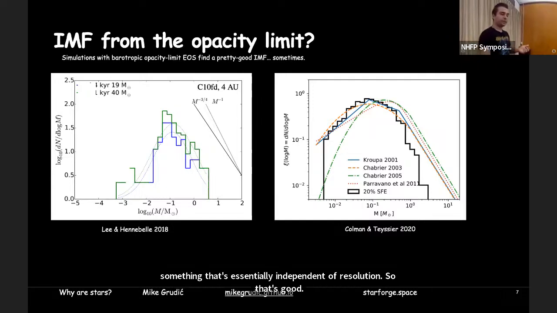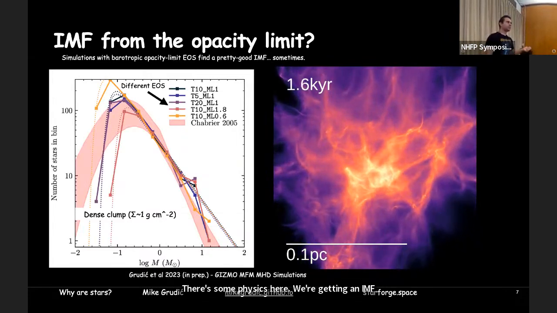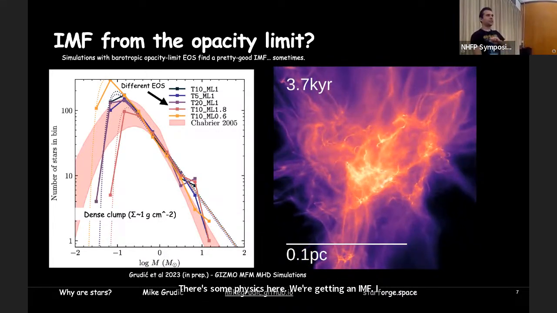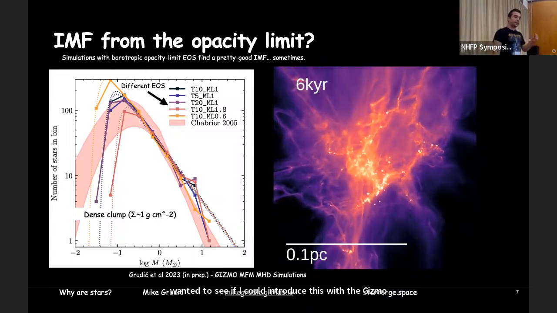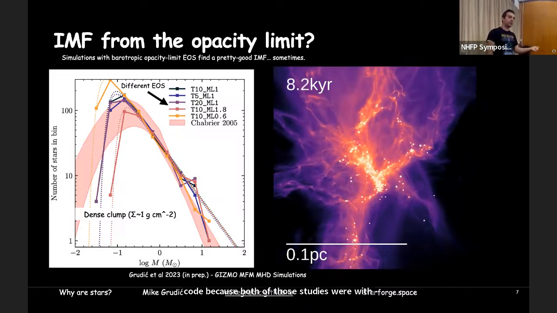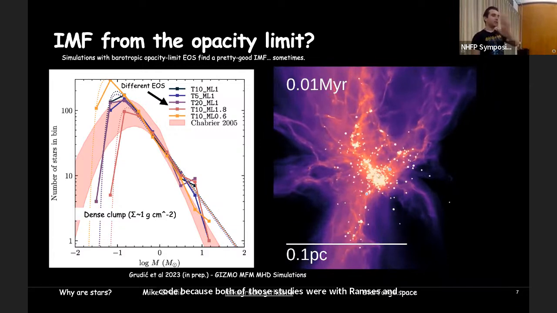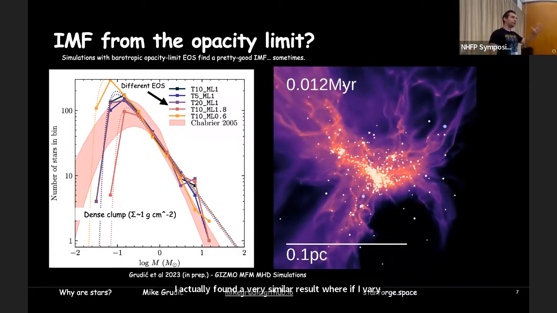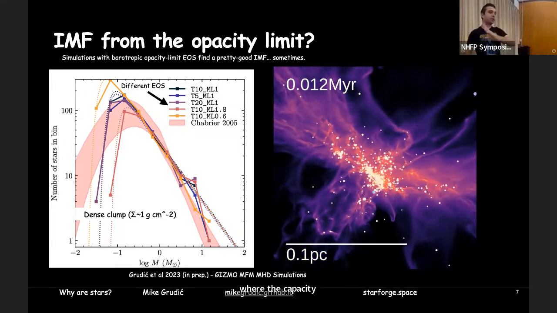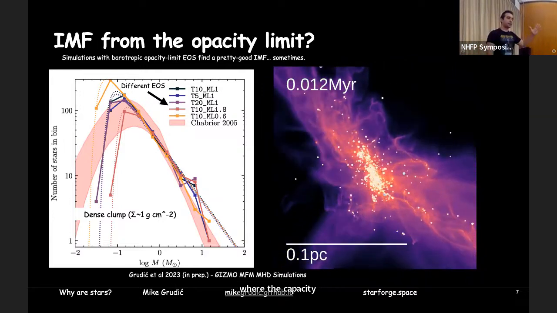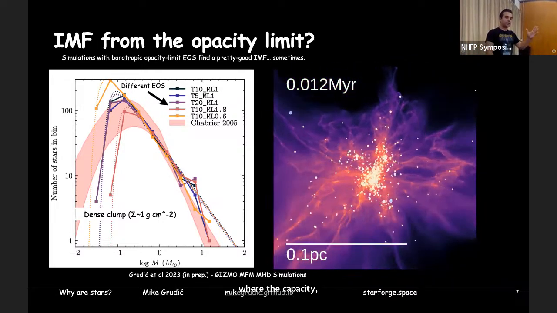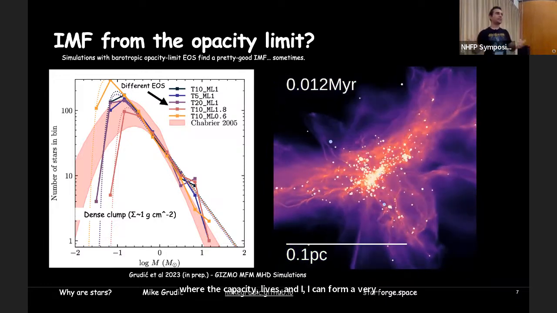We're getting an IMF. I wanted to see if I could reproduce this with the Gizmo code, because both of those studies were with Ramses. And I actually found a very similar result, where if I vary where the opacity limit lives, then I can form a bunch of brown dwarfs, or I can form a bunch of K dwarfs. If I get it just right, then I peak at M dwarfs. So it looks pretty good, but this was a very dense clump.